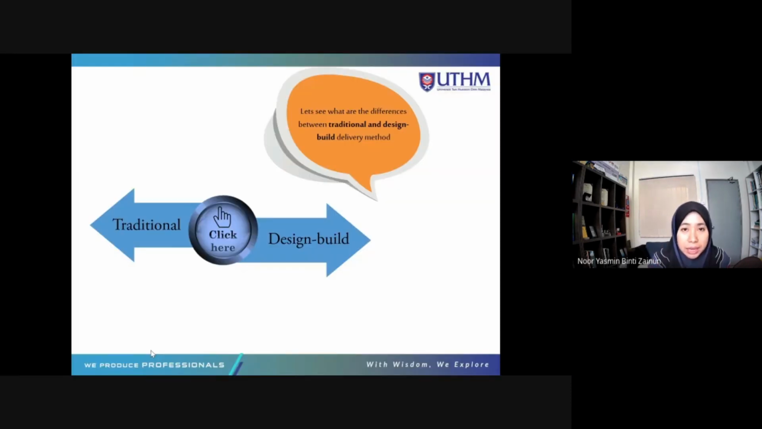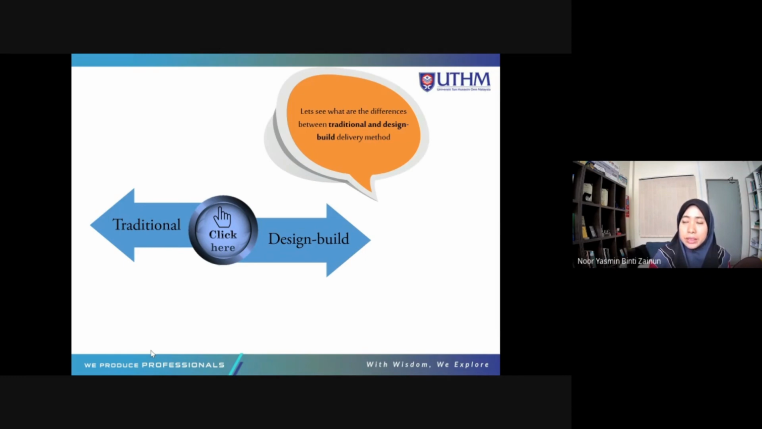Traditional tu design, bid and build. Okay, so dia kena siap satu-satu and then bidding. When during the bidding, we actually choose the best contractor that can actually do the project. So kalau projek kerajaan, dia ada dia punya calculation, dia punya assumption how much the project can be delivered. Okay, for example, project 100 juta, 100 millions, okay.